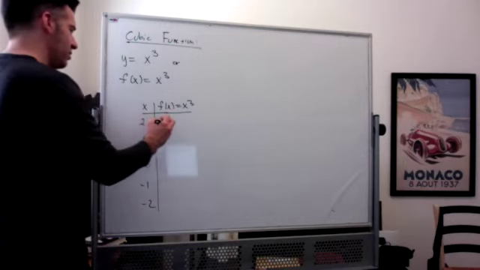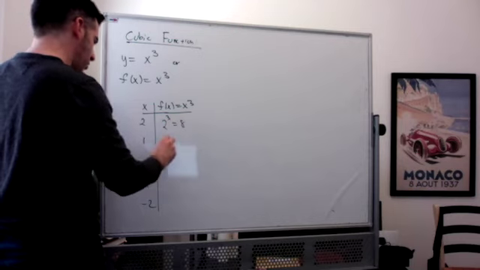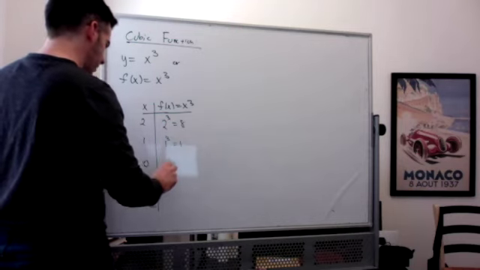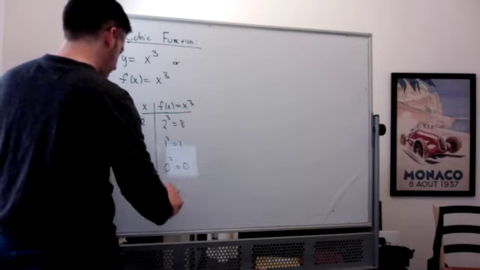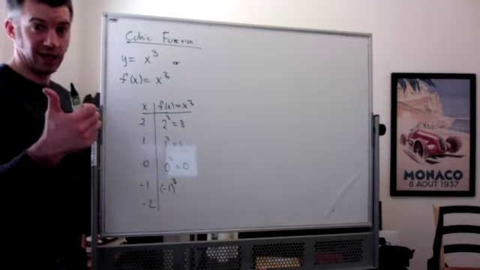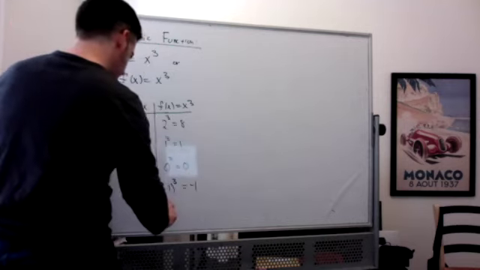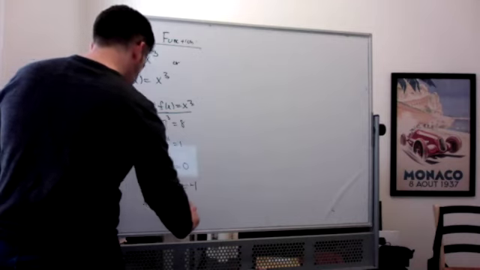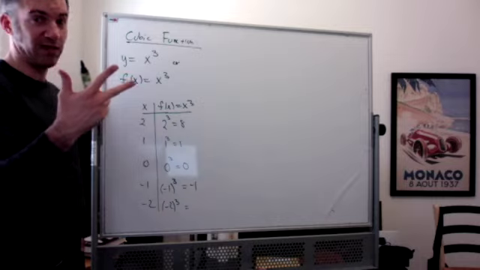So if x is 2, 2 cubed is 8. X is 1, 1 cubed is 1. X is 0, 0 cubed is 0. X is negative 1, negative 1 cubed is negative 1, because it's negative times negative times negative. Similarly, negative 2 cubed is negative, because it's negative times negative times negative, which is going to be negative 8.